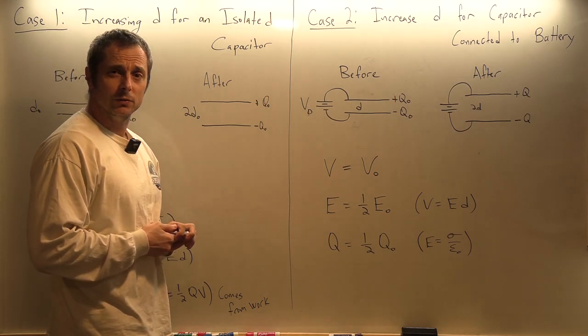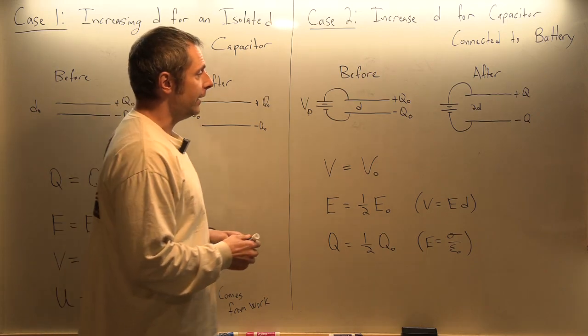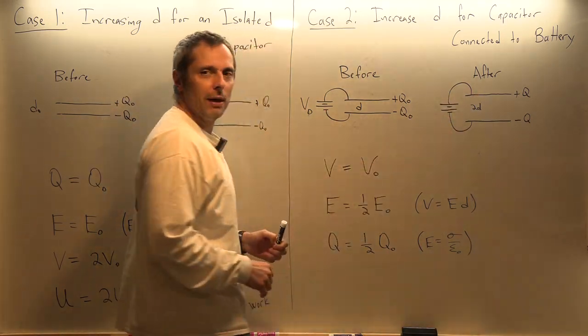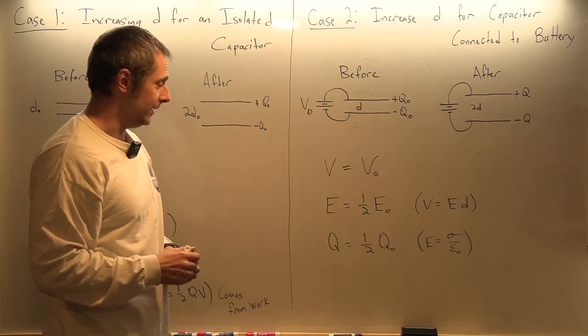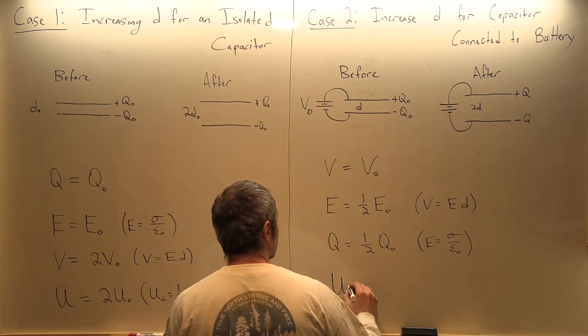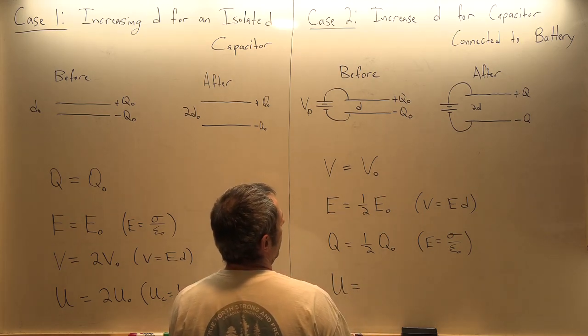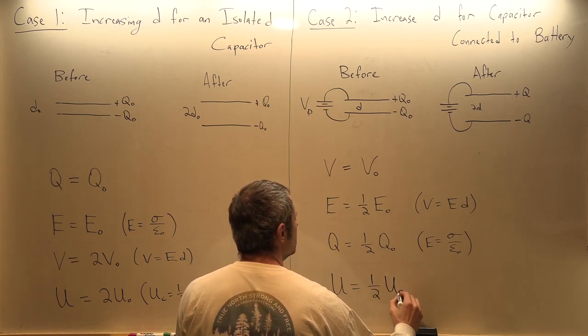Where did that charge go? It can't just disappear. Charge is also conserved just like energy. Had to go back into the battery. Okay, so by doing that, I'm forcing charge into the battery. And then the electrical energy. Now, well, it's going to be 1/2 of the original electrical energy.